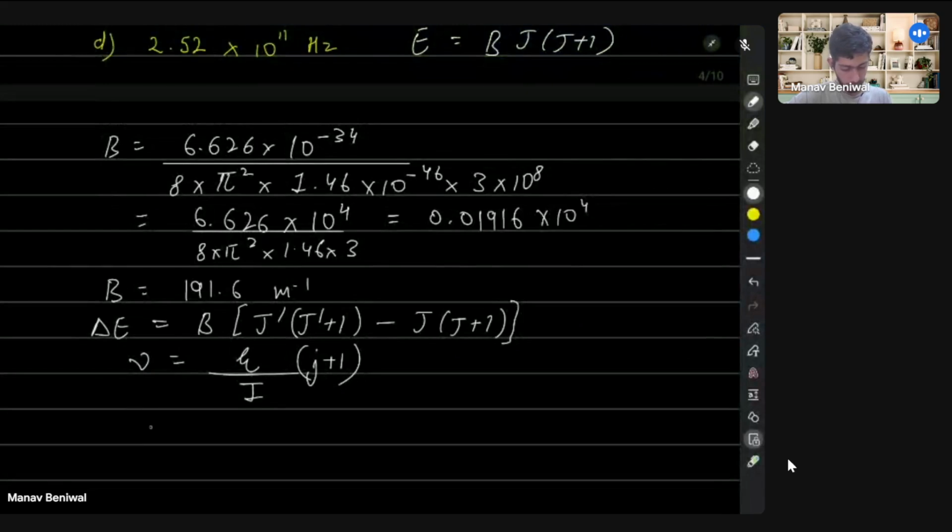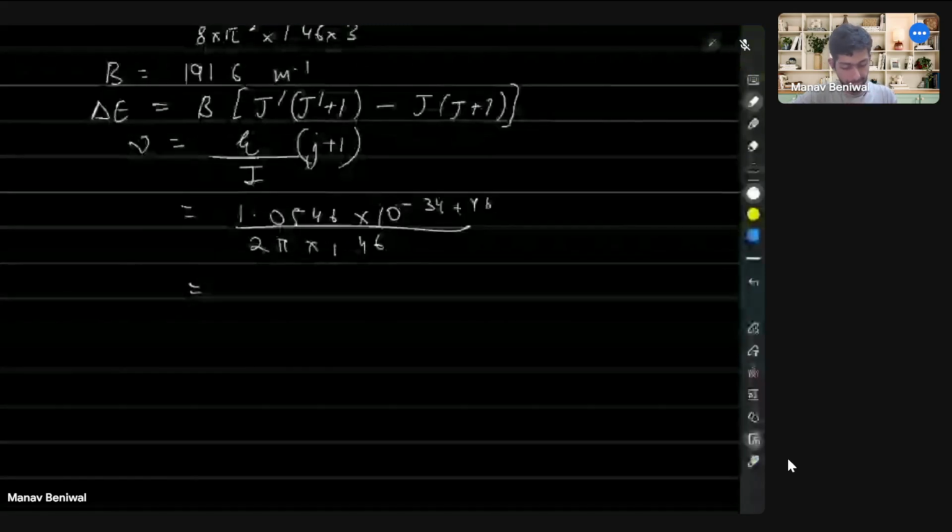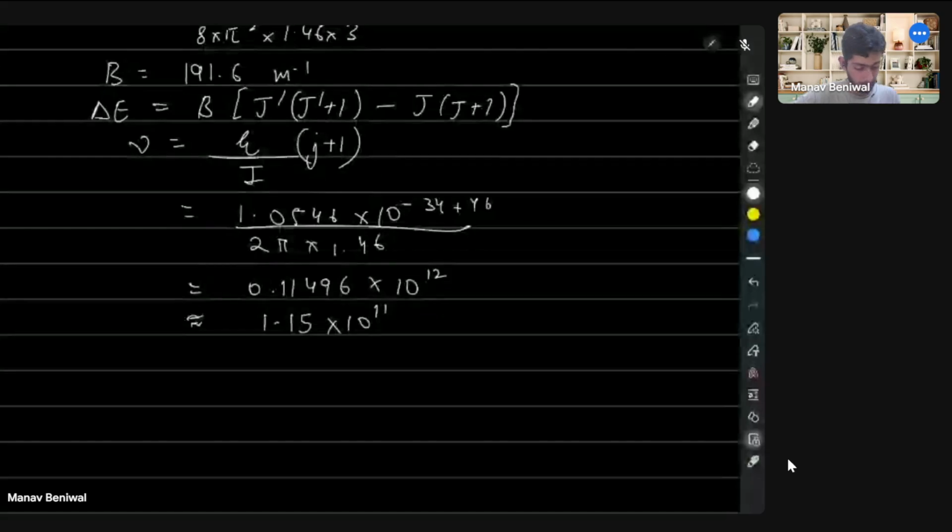So this will become 1.0546 into 10 to the power minus 34 plus 46 divided by 2 pi into 1.46, or this will become 0.11496 into 10 to the power 12, or roughly 1.15 into 10 to the power 11. So our frequency is 1.15 into 10 to the power 11 Hertz.